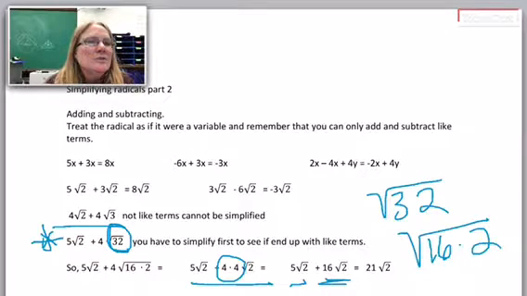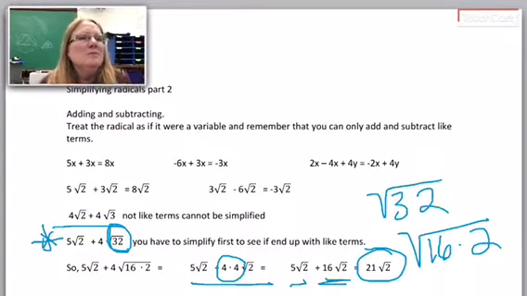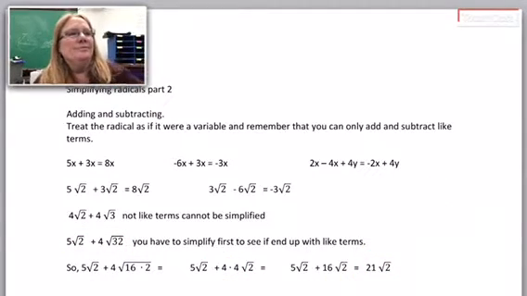Now we have like terms. 5 times the square root of 2 plus 16 square root of 2, and you just add the 5 and the 16, and you get 21 square roots of 2. So sometimes it's not obvious that they're like terms. If there's any simplifying that can be done, you need to simplify first and then see if you can combine. Okay, so that's adding and subtracting.